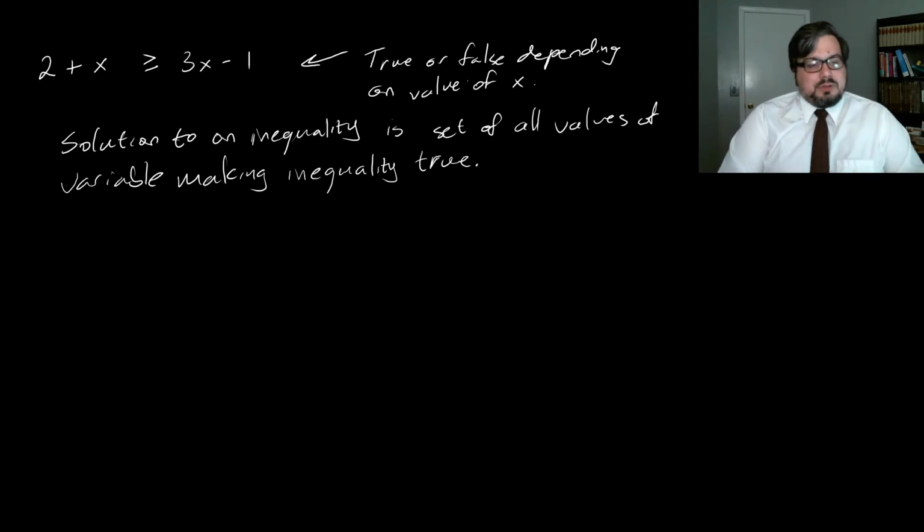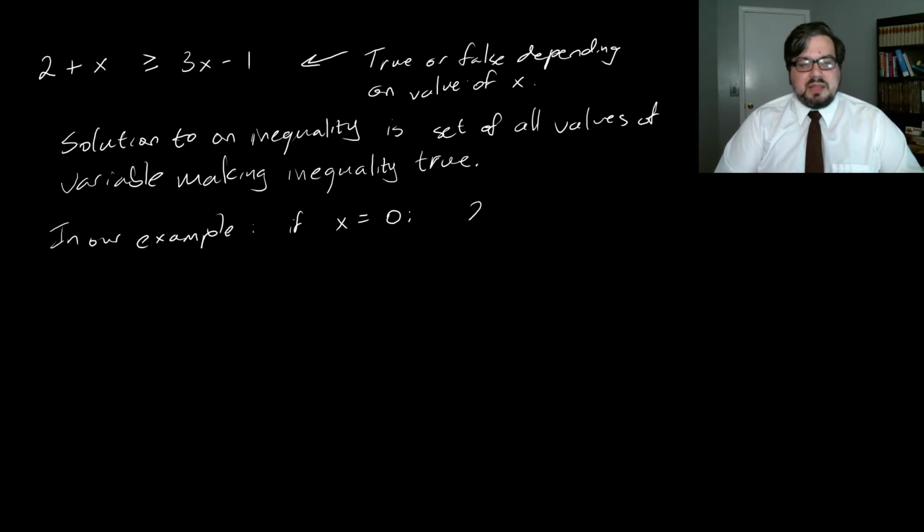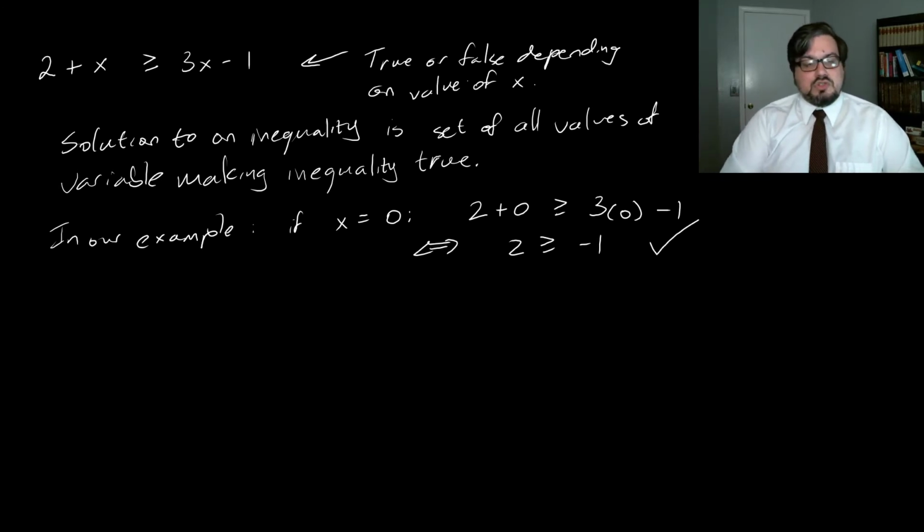For this example, notice that if x is equal to 0, then our inequality becomes 2 plus 0 is greater than or equal to 3 plus 0 minus 1. And if we simplify both sides, that's the same as saying 2 is greater than or equal to -1. And this is true. So that means that 0 is a solution to the inequality.